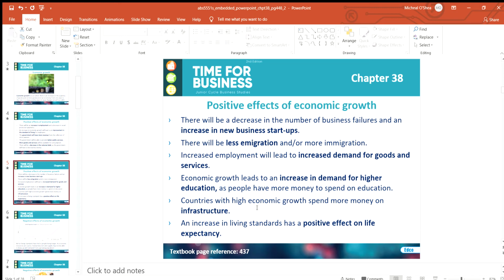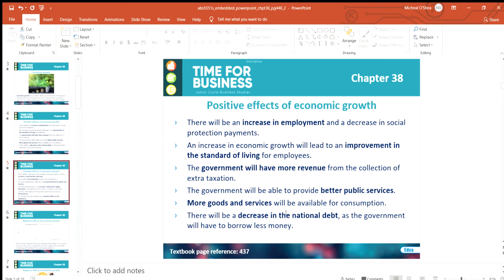Countries with high economic growth spend more money on infrastructure, which is generally public buildings and roads, and increased living standards have a positive effect on life expectancy. In other words, you live longer. There is a lot of stuff to take in there, and I've listed them up because I wanted to go through and explain everything. The parts that are in bold are the main parts I want to focus on.